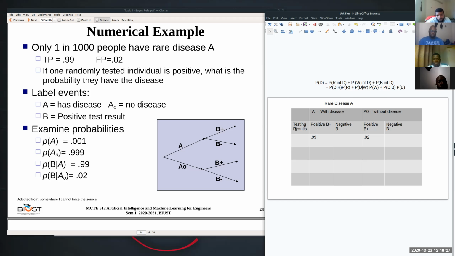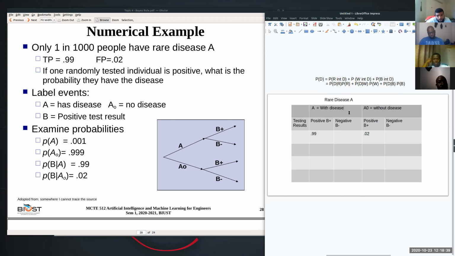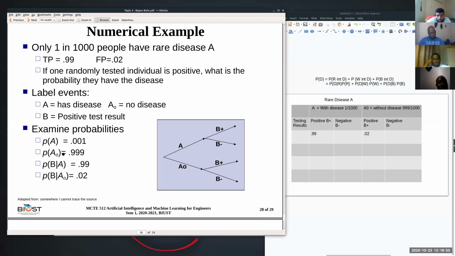Okay, so now let's consider the totality. The total in this case is divided into with disease and without disease. So 1 in 1,000 people has a rare disease A. That means the probability of this one is 1 divided by 1,000, with the disease. This one is 999 divided by 1,000 without the disease. So that is why without disease is 0.999 and this is 0.001. Those are all the information that is given to us.